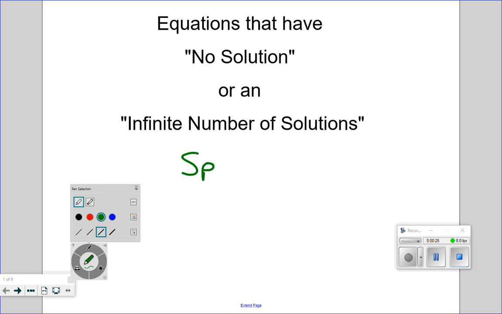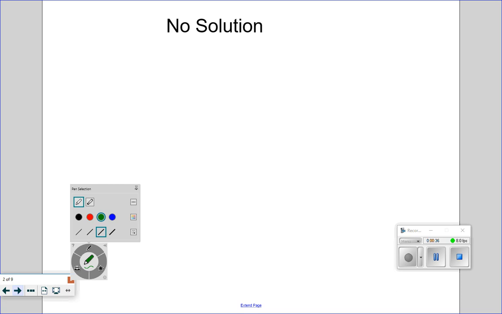When this happens, it's called a special case. So we'll talk about that a lot. These are special cases. They don't follow the normal rules of solving equations. So let's go ahead and get started. All right, let's start with no solution examples.